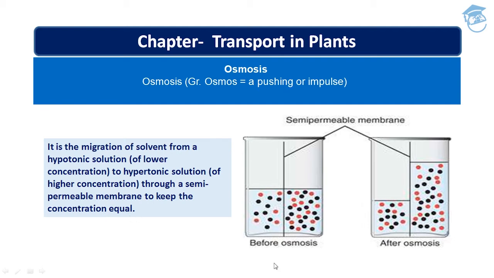So this is before osmosis, wherein no exchange is taking place, and this is after osmosis, and this is the semi-permeable membrane. And you can say that it is a migration of solvent from a hypotonic solution to a hypertonic solution through a semi-permeable membrane to keep the concentration equal.